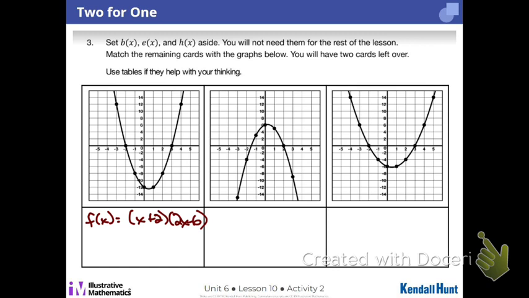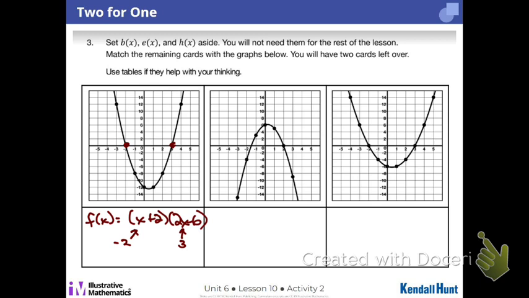The x-intercepts work. If this x is negative 2, I get 0 times junk is 0. If this x is 3, I get 6 minus 6 is 0. So there are my x-intercepts. Everybody see those? I need to get it to equal 0. 0 times junk is 0 for an x-intercept.